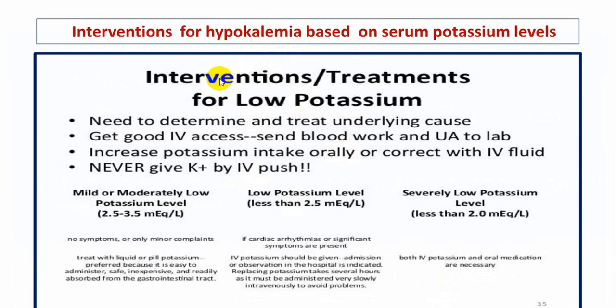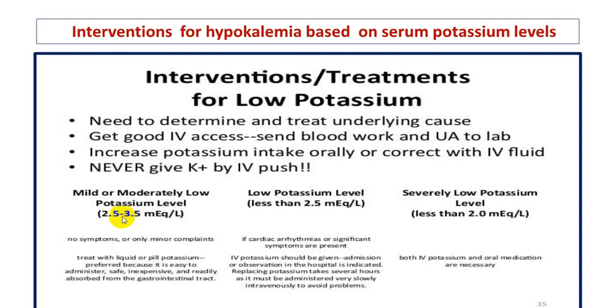So the interventions required for treatment of hypokalemia: you need to determine the cause and treat the underlying cause. You must have a good IV line, maybe a central line, so you can give an adequate dose, because there is a restriction in peripheral IV lines. Increase potassium intake orally if a person can take, or correct with IV fluids. Never give potassium by IV push, because it can give rise to cardiac arrhythmias.